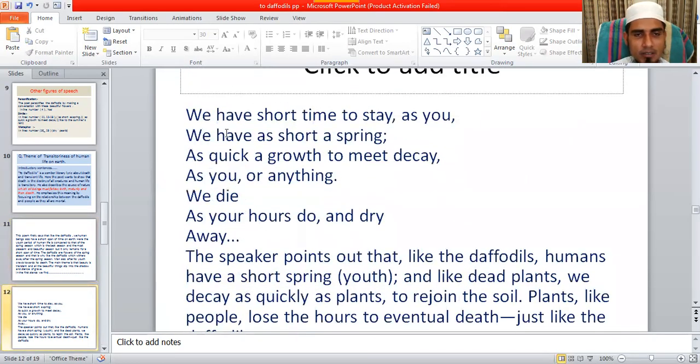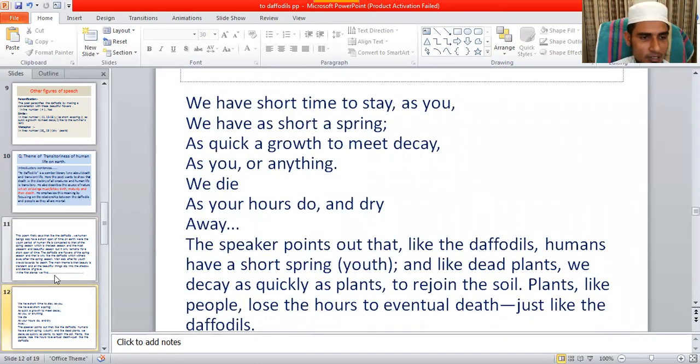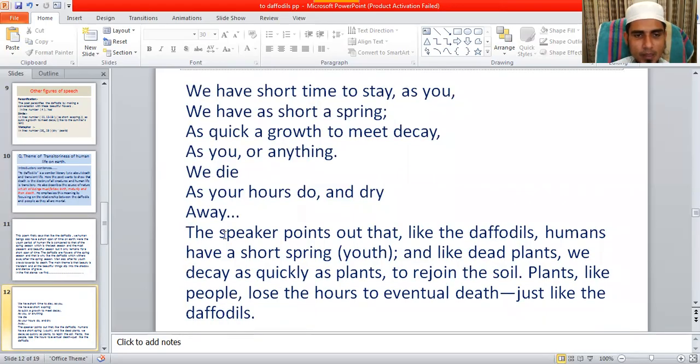Then you can say we have a short time to stay. You can explain in another way that we have short times to stay, as he gives the example. The speaker points out that, like the daffodils, humans have a short spring youth, and like dead plants, we decay as quickly as plants to rejoin the soil. Plants, like people, lose the hours of eventual death, just like the daffodils.